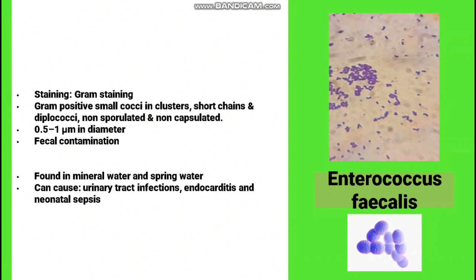Enterococcus faecalis is an important opportunistic pathogen which is frequently detected in mineral water and spring water for human consumption, and it causes human urinary tract infections, endocarditis, and neonatal sepsis. Enterococcus faecalis can be stained using gram staining, where it appears under the microscope as gram-positive small cocci in clusters, short chains, and diplococci, non-sporulated and non-capsulated, and it measures 0.5 to 1 micrometer in diameter.